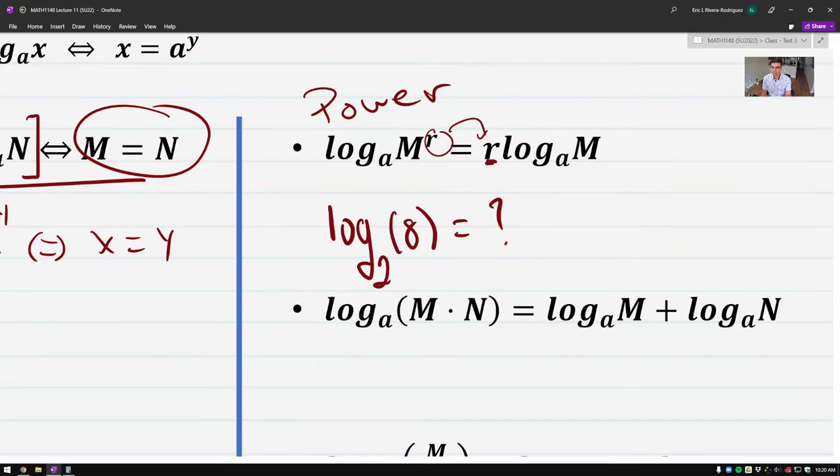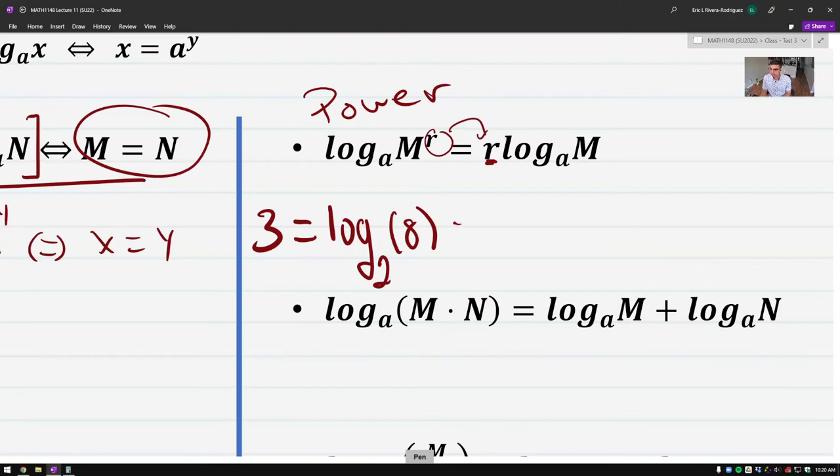Log base 2 of 8. What power of 2 gives us 8? It is 3, okay? So we know that this is equal to 3, right? What I'm going to do is change places. So 3 is going to be here. So we know that log base 2 of 8 is 3.